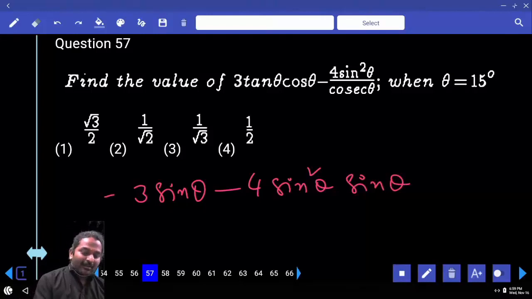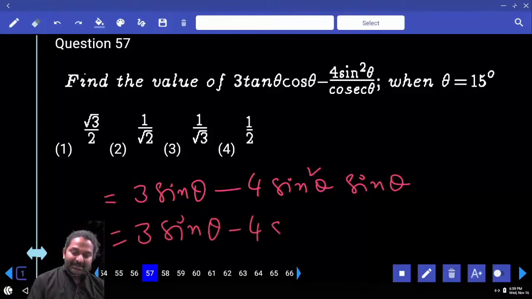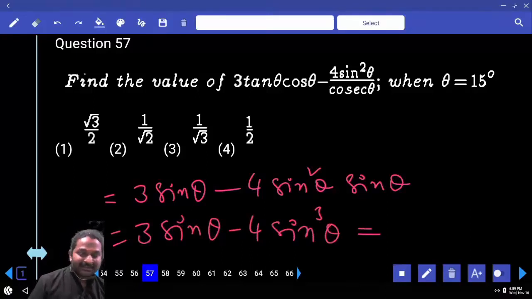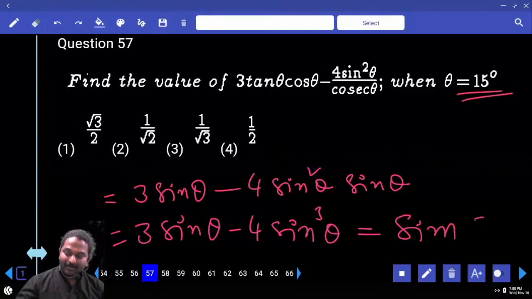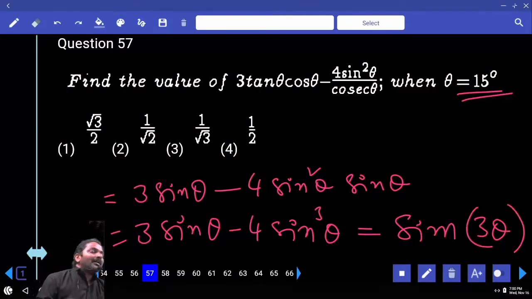How much is this entire value? 3 sin theta minus 4 sin cube theta. This can be written as sin 3 theta. How much is the theta value? So sin 3 theta in the sense sin 45. How much is that? 1 by root 2. Second option.